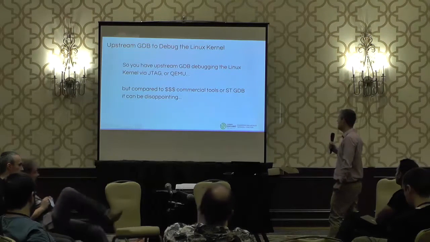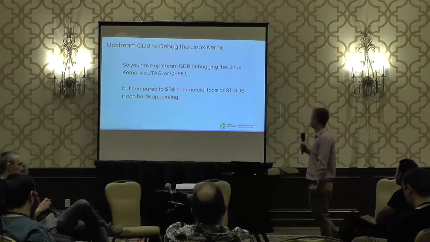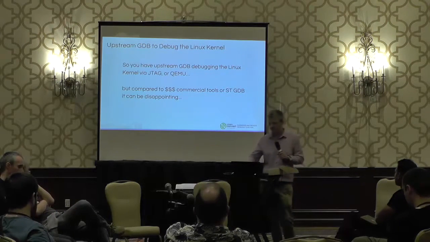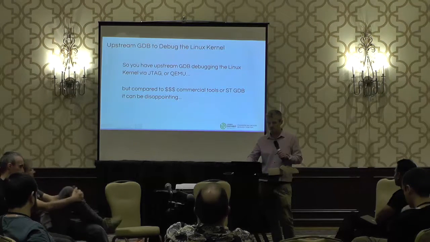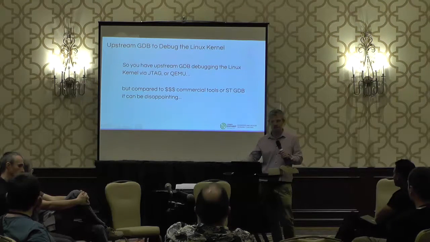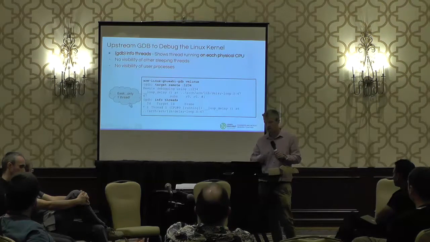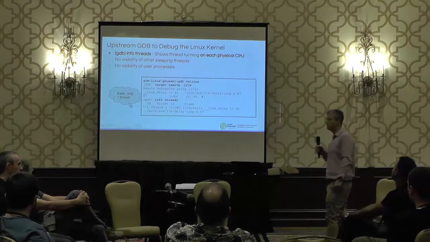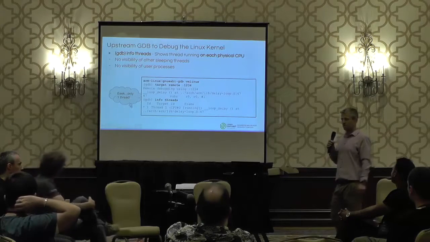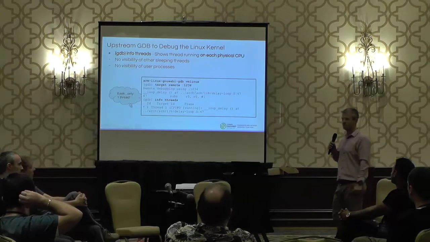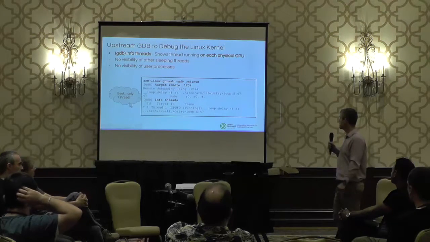So today, what's the problem? Well, if you connect GDB to a kernel that you're debugging in either QEMU or JTAG, it can be a bit disappointing compared to commercial tools, or in fact STGDB, which has these extensions. If you do an info threads, it will show you the threads running on the physical CPUs. So if you've got a dual core system, it would appear as 2 threads. If you've got a single core system, it would appear as 1 thread.